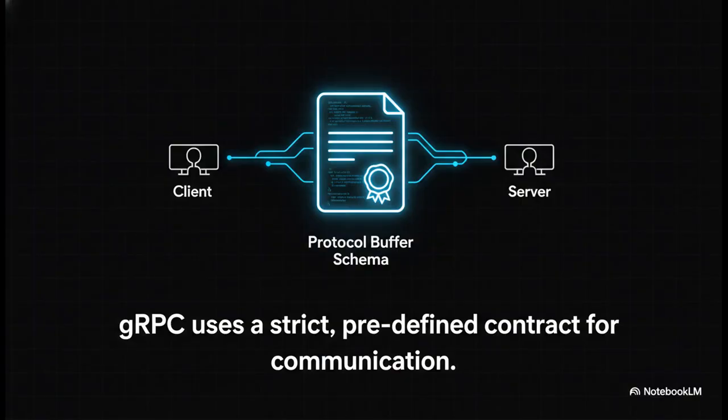Now, the secret sauce here is this thing called protocol buffers. Before you even write a single line of code, you have to define a super strict contract, a schema, that says exactly what your data and services look like. This contract means both the client and the server know precisely what to expect, and that's what makes the communication just so unbelievably fast and efficient.